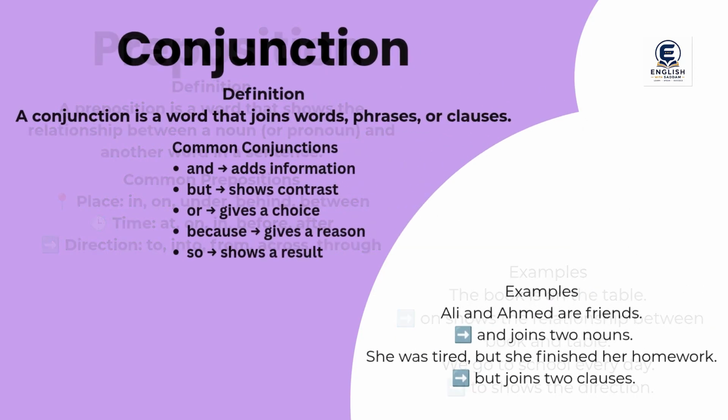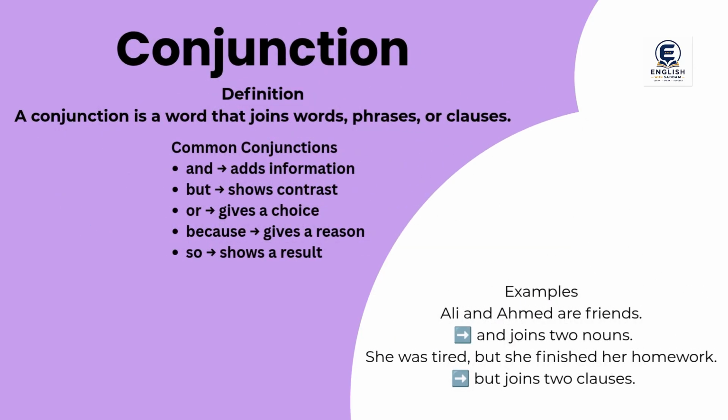The seventh part of speech is the conjunction. A conjunction is a word that joins words, phrases, or clauses together. It helps us connect ideas and make our sentences smoother. Some common conjunctions are and, but, or, because, and so.